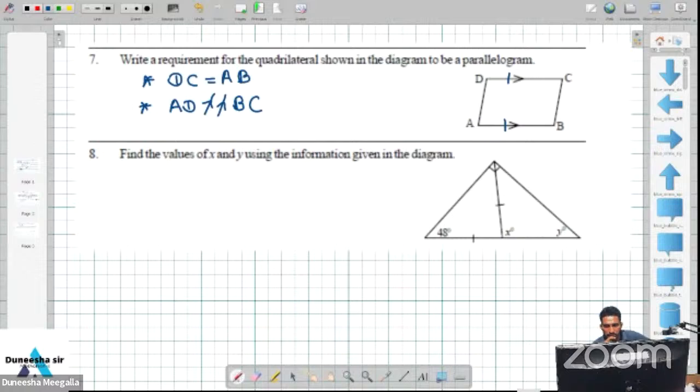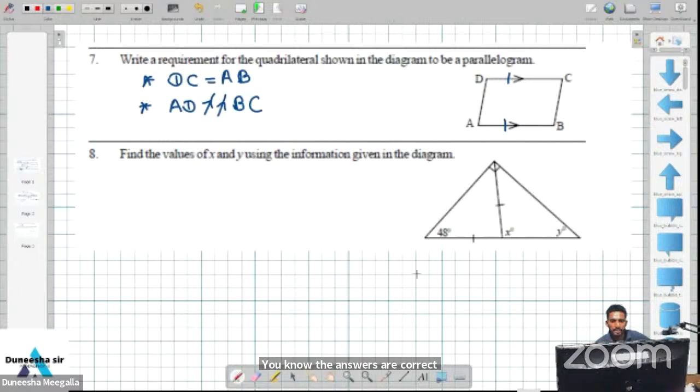Yes, Satish, answers are correct. Yes, Sehan's answer is correct. Dilmi's answers are correct. Devindu's answers are correct. Inuri's answers are correct.